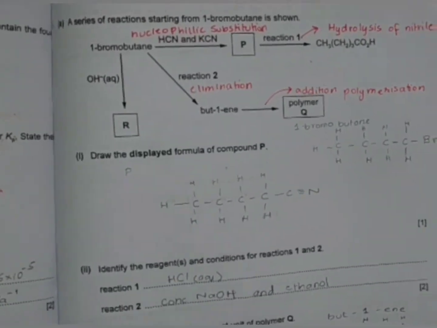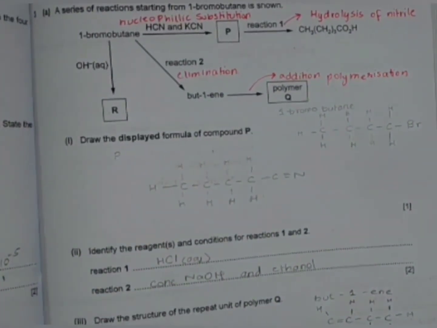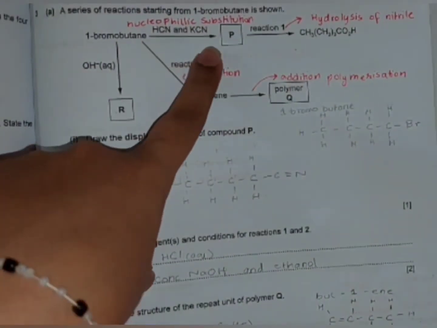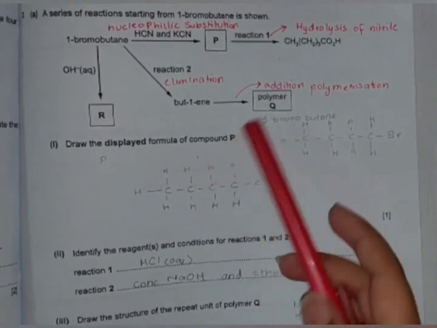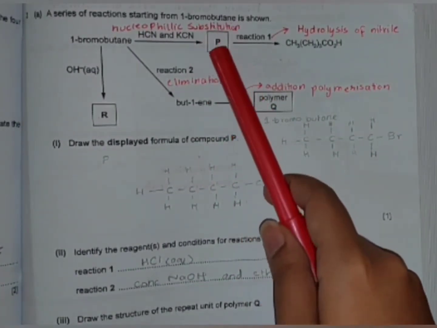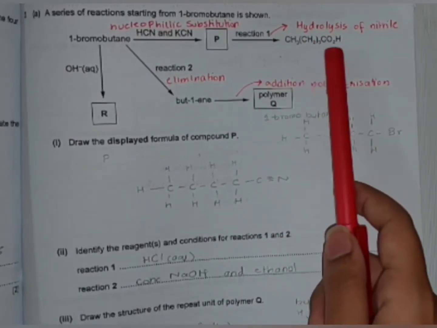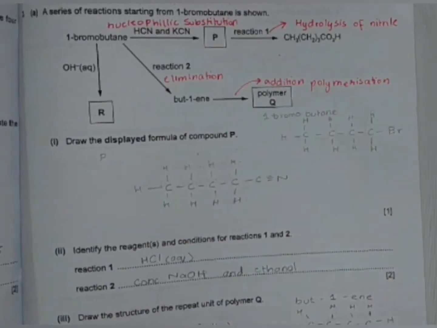Okay, now question 3. A series of reactions starting from 1-bromobutane is shown. So you can see 1-bromobutane's reaction with HCN and KCN. This is clearly a nucleophilic substitution reaction. And then we have the product P forming, which is reacting again to form this carboxylic acid. So this is definitely a hydrolysis of nitrile. Let's move on to the questions.